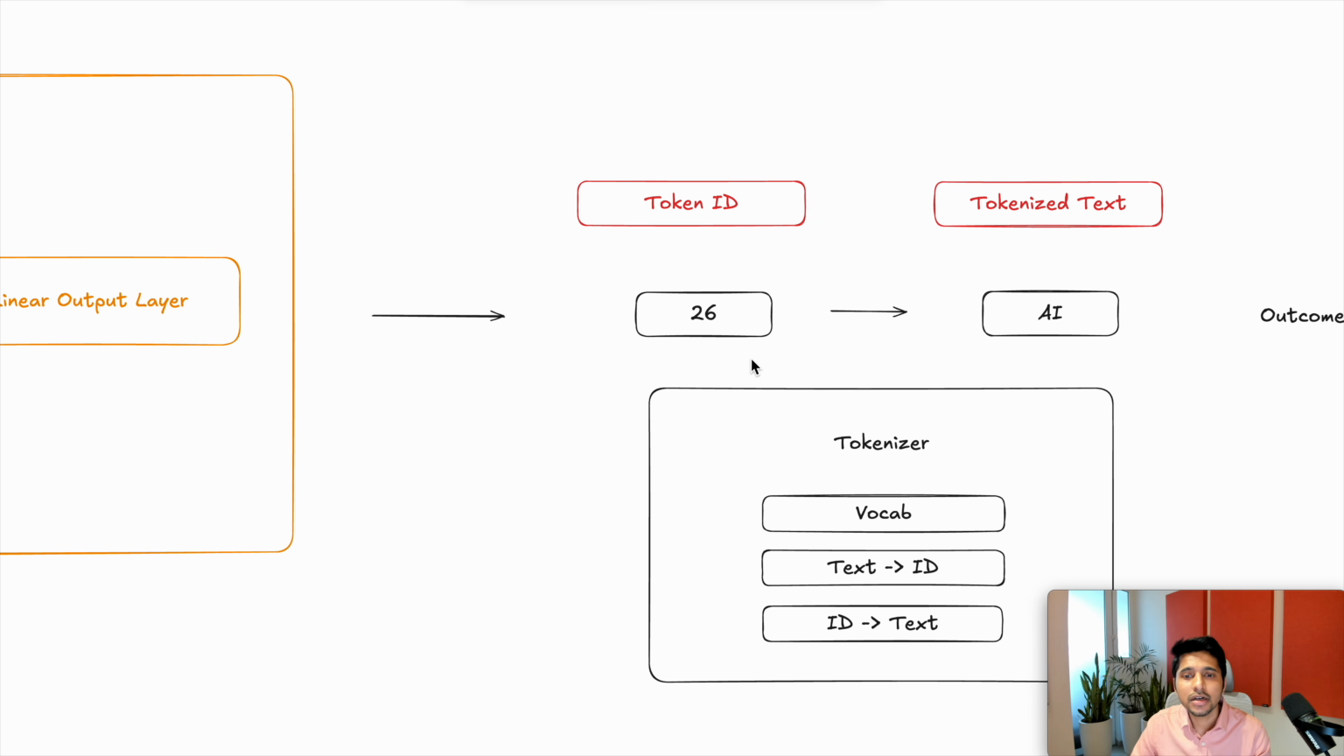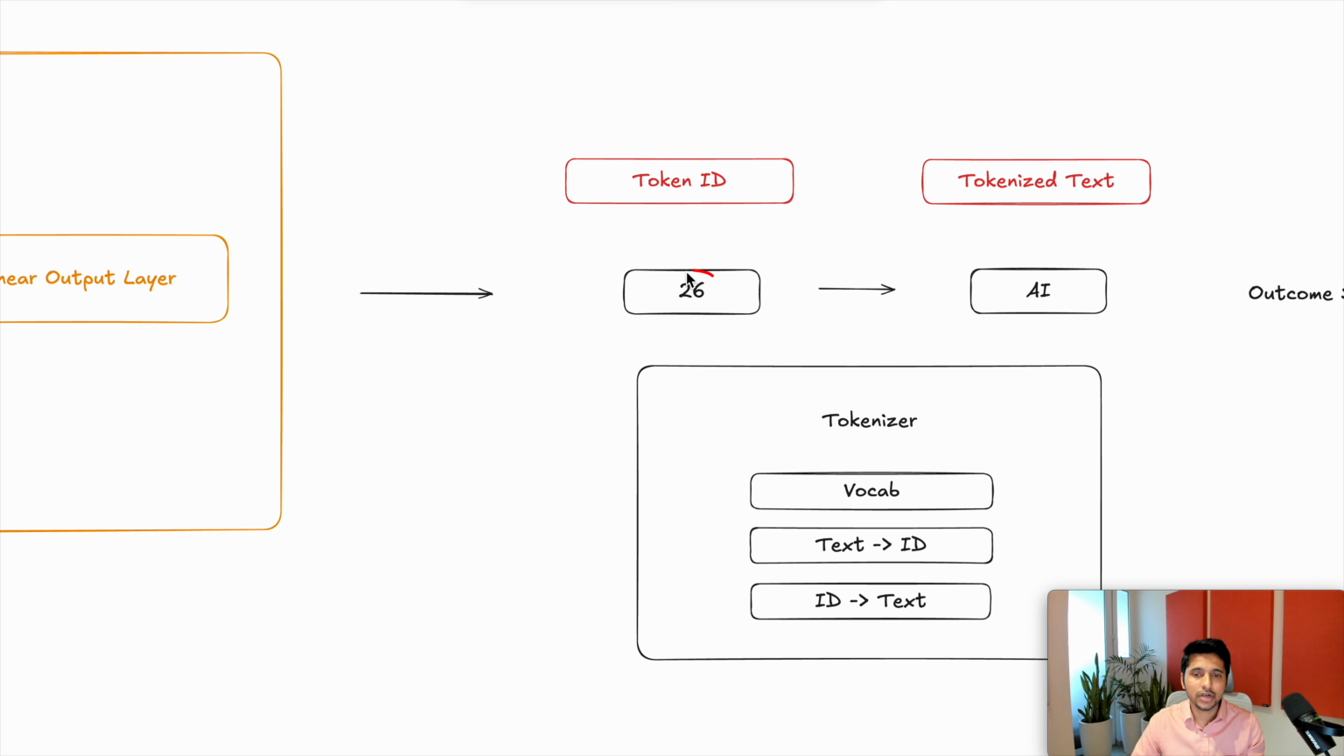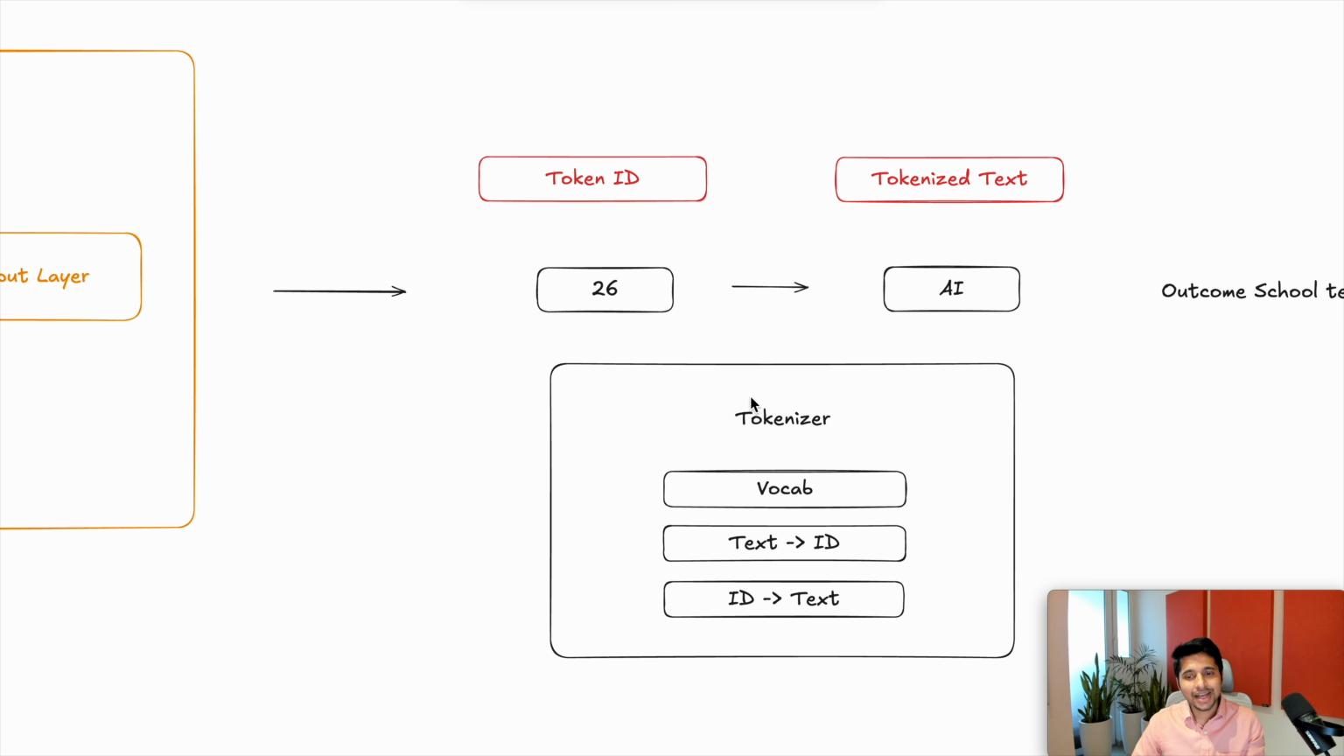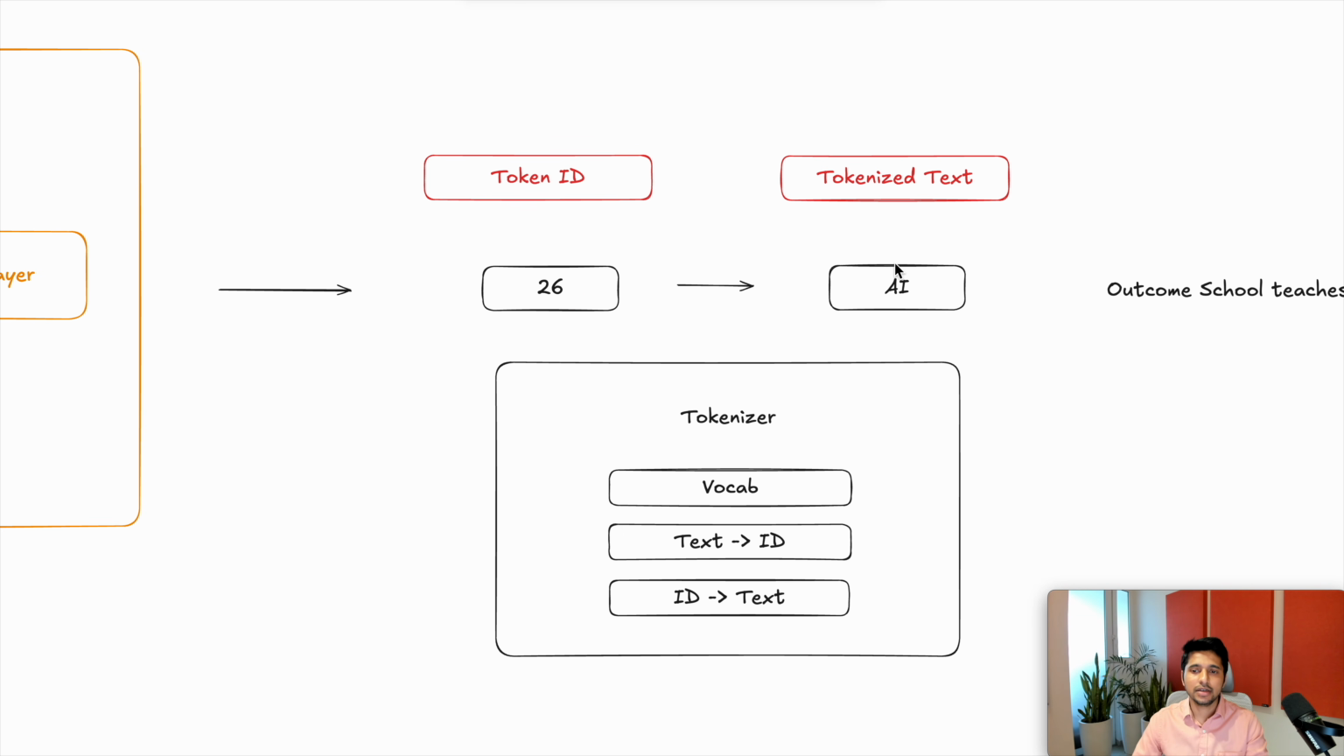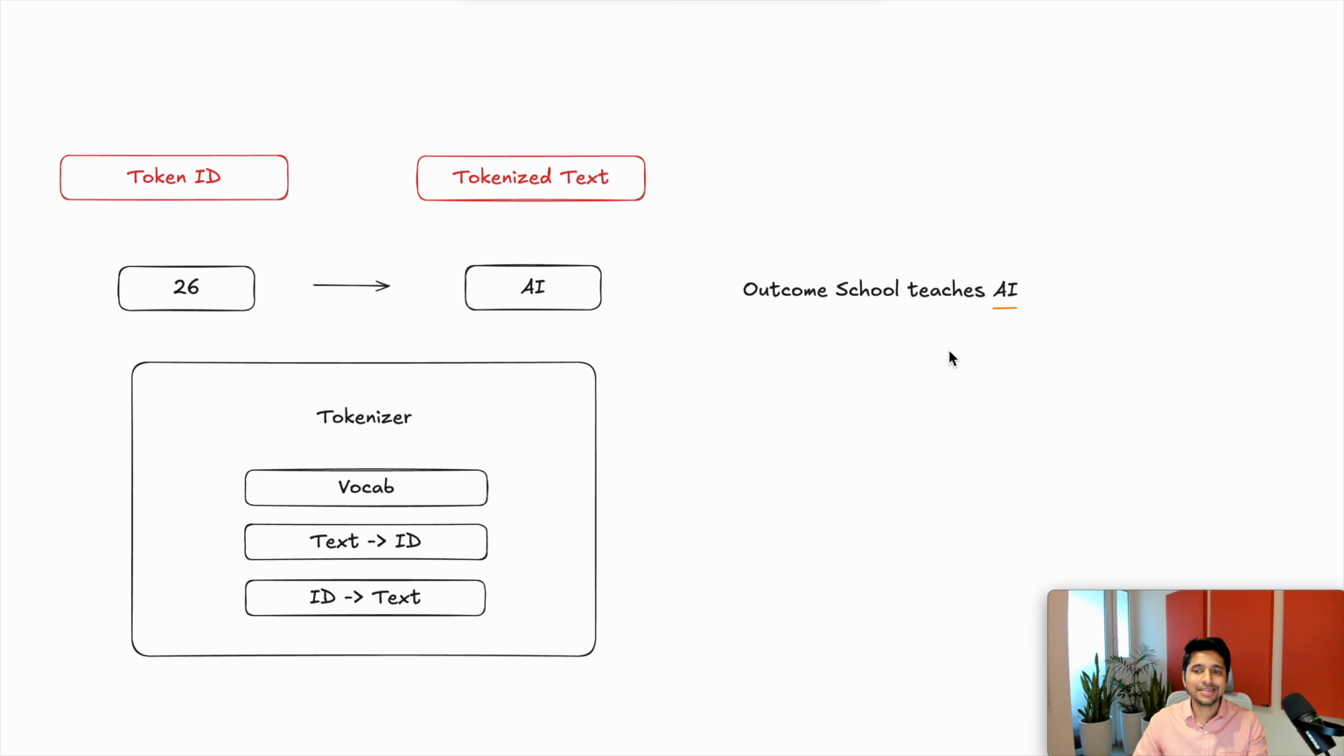Again we get the token ID, not the text. For example, we got 26, and again we will ask our same library, because that library has a vocabulary and that has the mapping as well. So we will ask, can you convert 26 into the text? It will say, okay, AI is the text for that. So that is how we get the complete sentence.